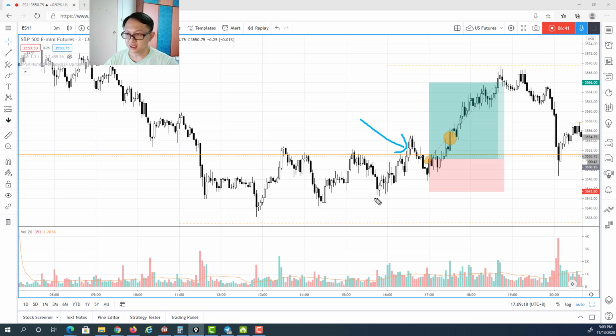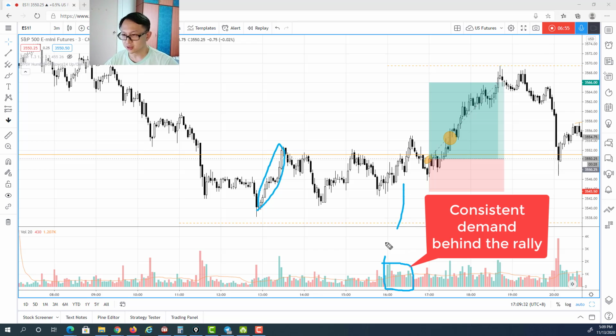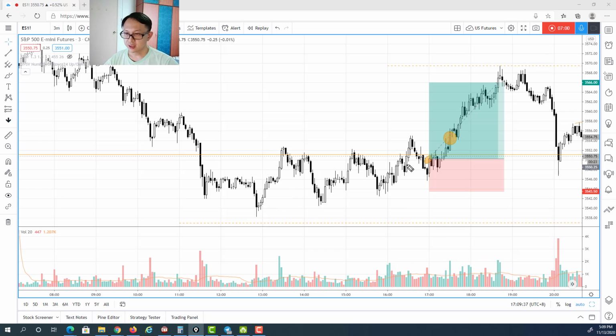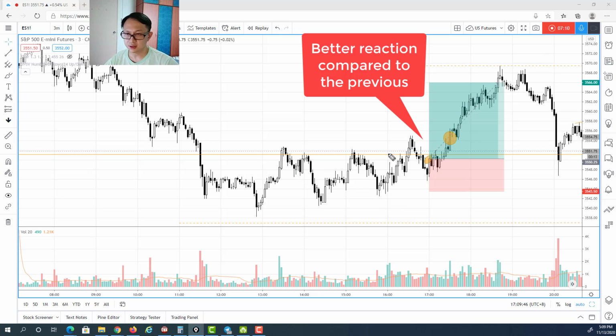We can see that this rally is one of the greatest rallies we have seen. It is probably similar to the automatic rally, but I think there is some consistent demand behind this rally, so it is definitely better than this rally up. And we can notice that this reaction is different in terms of magnitude from the past reactions. I would say this is one of the better reactions that I have seen out of this trading range.